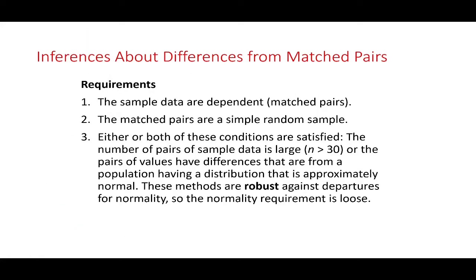So these are the requirements to do the inference about the difference from matched pairs. The sample data should be dependent. The matched pairs are a simple random sample. Either the number of pairs of sample data should be large, greater than 30, or the pairs of values have differences that are from a population having a distribution which is approximately normal. One of them should be true.